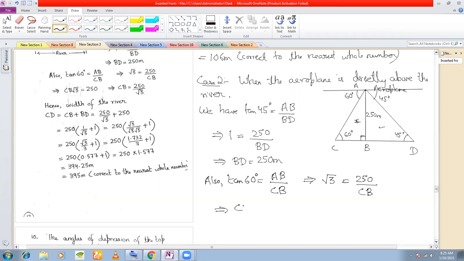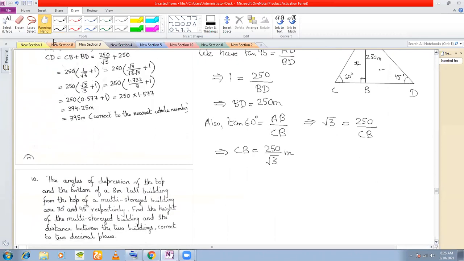So we have to find out now your CD again. Yes, because you're considering two cases, no? Yes, that is why here we have to add. So CB is 250 by root 3. We have found out CD. Both are in meters, and therefore, what is the length of CD? CB plus BD. Hence, width of the river. CD is equal to CB plus BD.